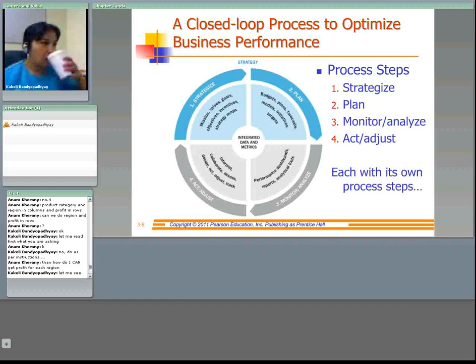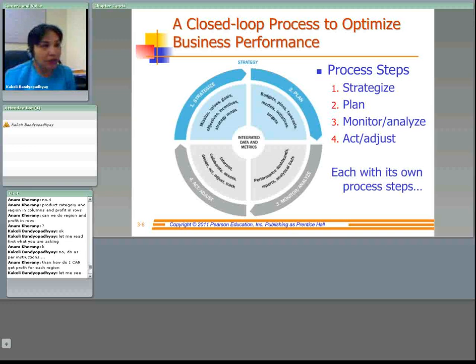Now, BPM processes and tools enable good management, as you can see, because we are monitoring and we are acting and adjusting to stay on track. So BPM processes and tools enable good management by making it easier for executives at all levels to identify, communicate, and monitor key drivers of business value. So BPM is about improving performance in the right direction.